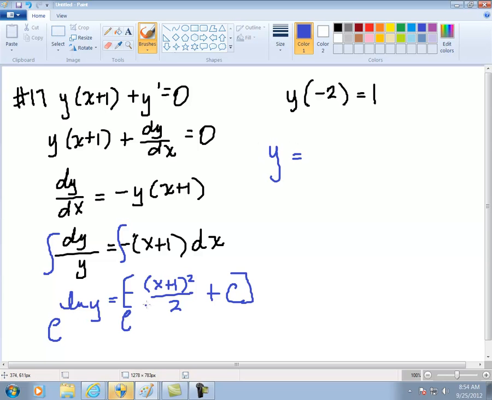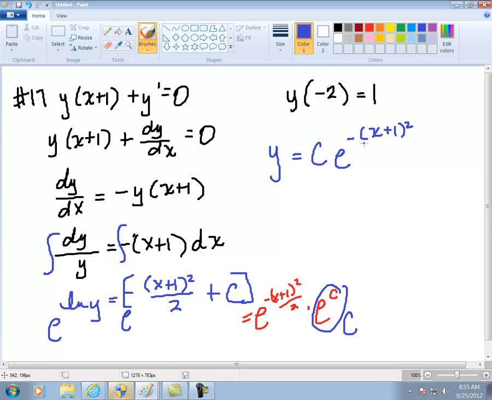And over here I can think about this. Remember, I can split this out as e to this part times e to this part, because when we're adding exponents, we're really multiplying things with like bases. So this is like e to the -(x+1)^2 over 2 times e to the c. But remember, e to the c is just another constant because e is a constant. So what happens over here is I end up with c, okay? This just becomes c, all right? And then I have e to the -(x+1)^2 over 2.